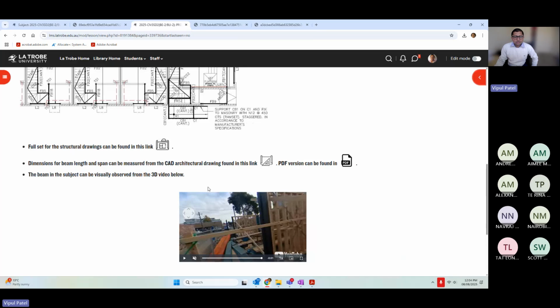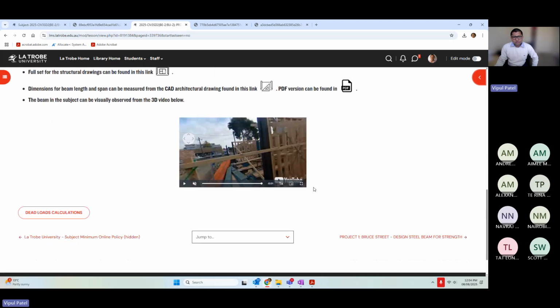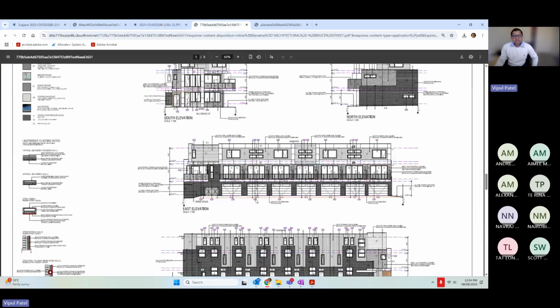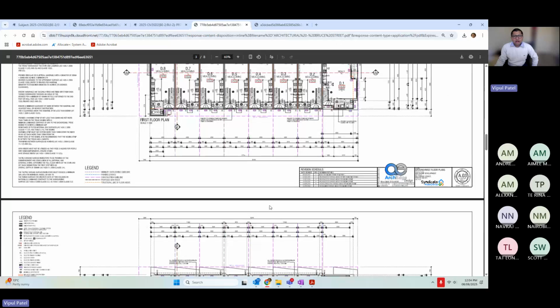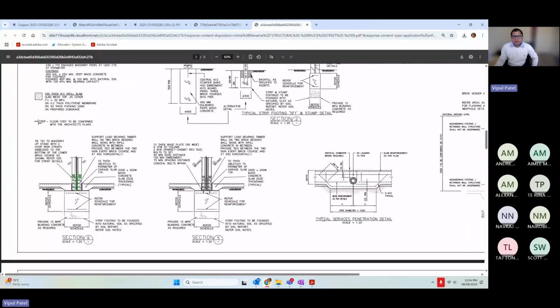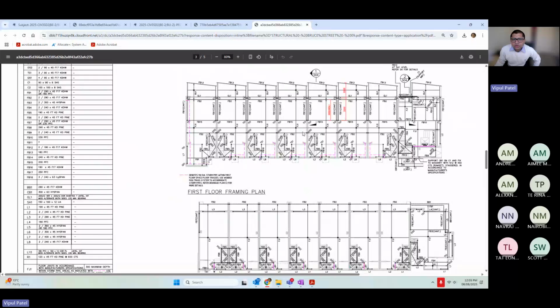So I hope you understand this. And the beam in question can be visually observed from the 3D view below. So that's what I'm going to do: refer to the structural engineering drawings and architecture drawings back and forth. It's working here, okay, sheet number 3. So we're going to have this FB1 on this, the first floor framing plan. So it's like a plan view.